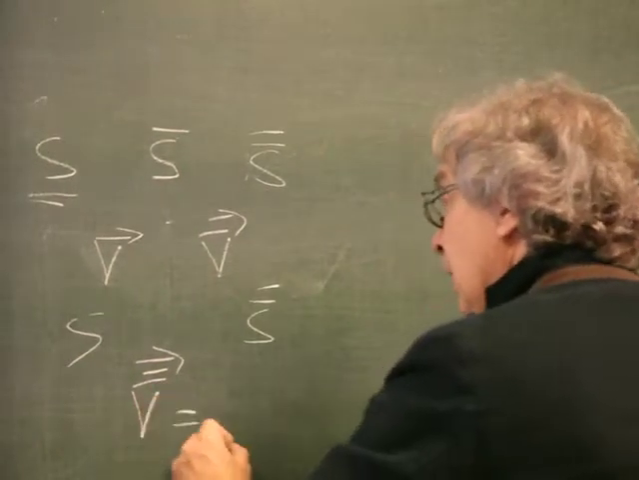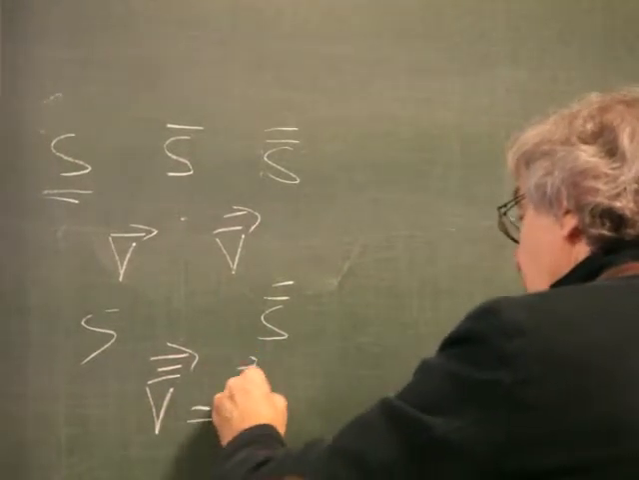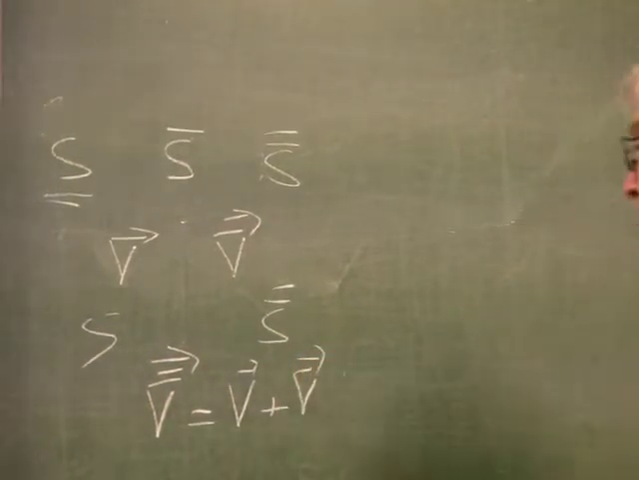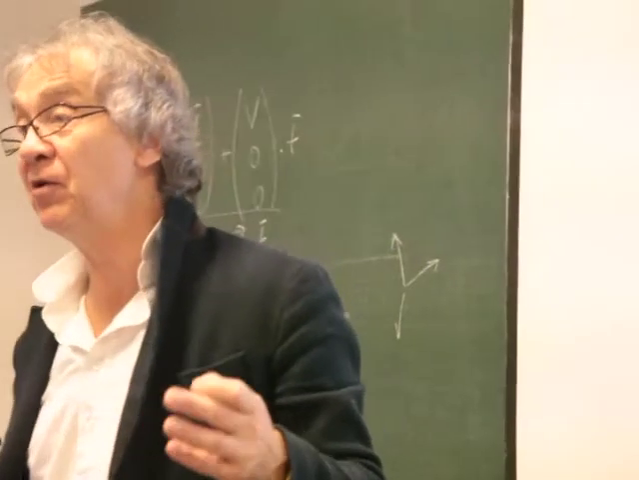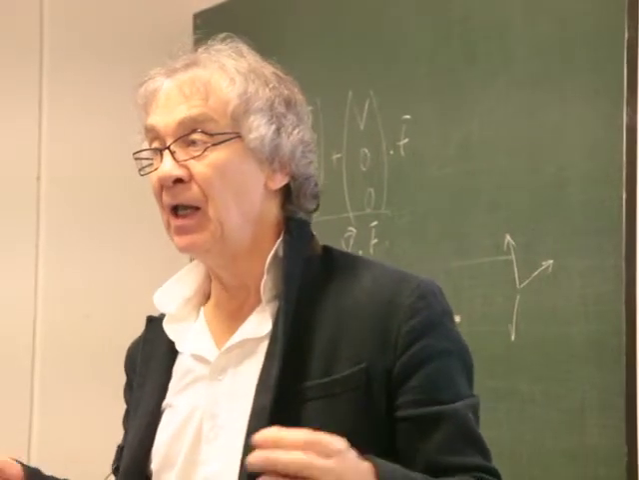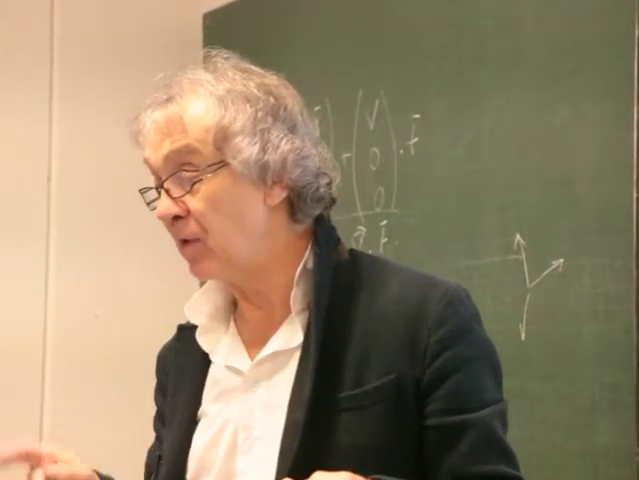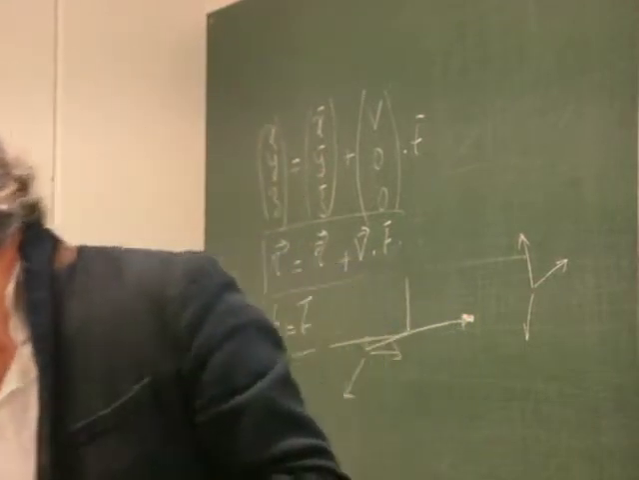And we know that it will be simply equal to V plus V bar. And so one could show that the Galilean transformations form a group with 10 parameters in the most general case. If it is a special transformation, then it only depends on one parameter.